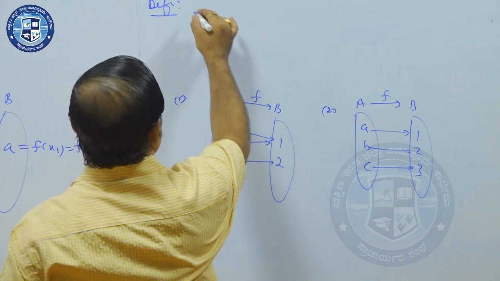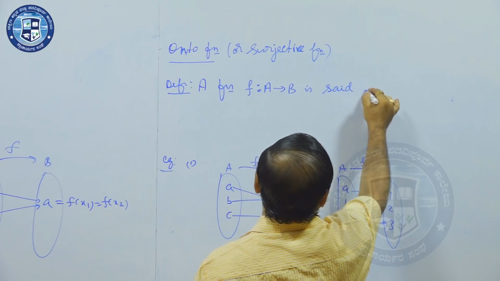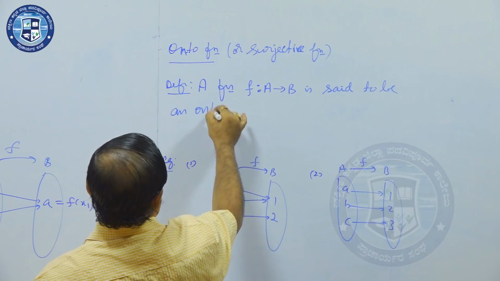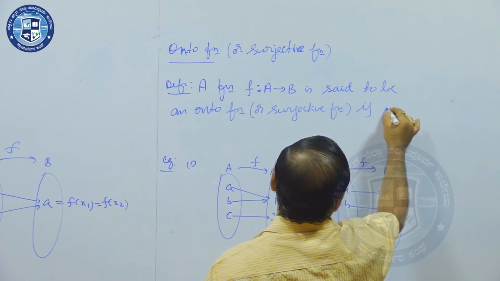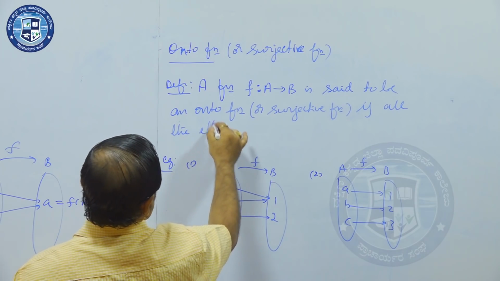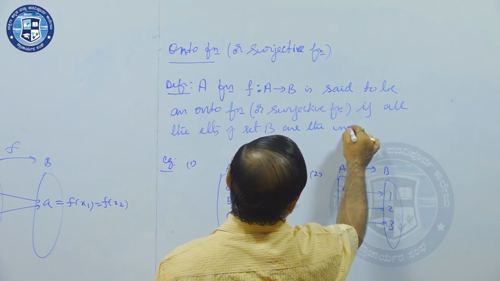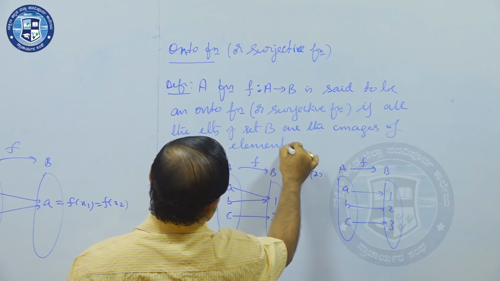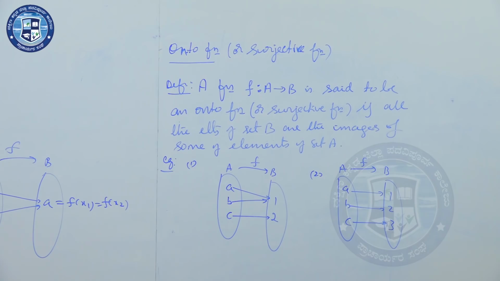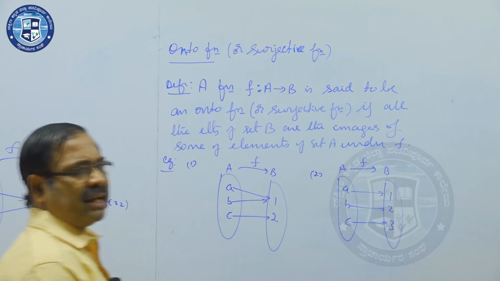A function f from A to B is said to be an onto function or surjective function if all the elements of set B, meaning codomain, are the images of some elements of set A, images of some elements of set A under this function f. Under f means under the function f.